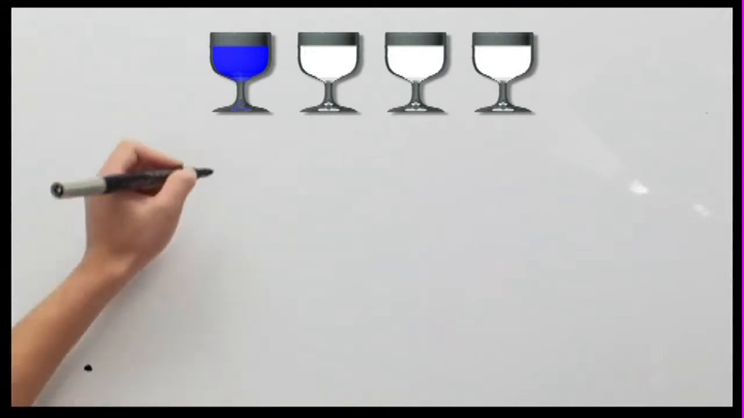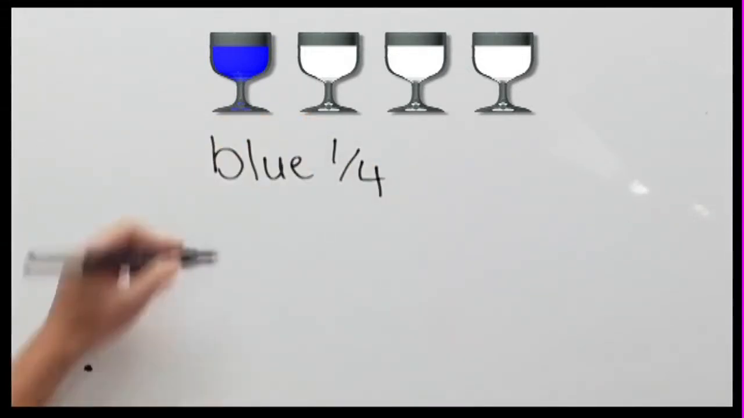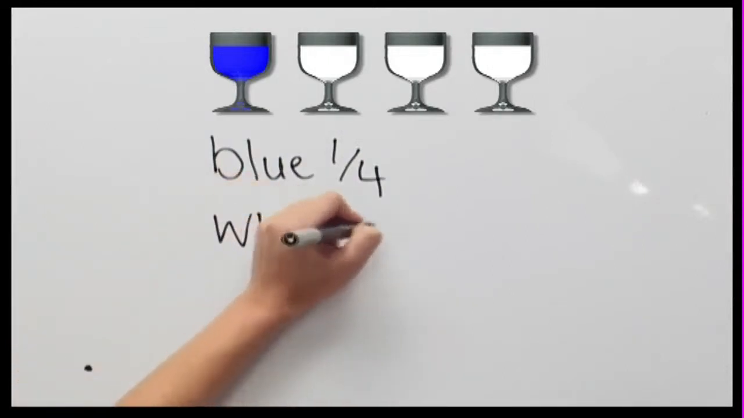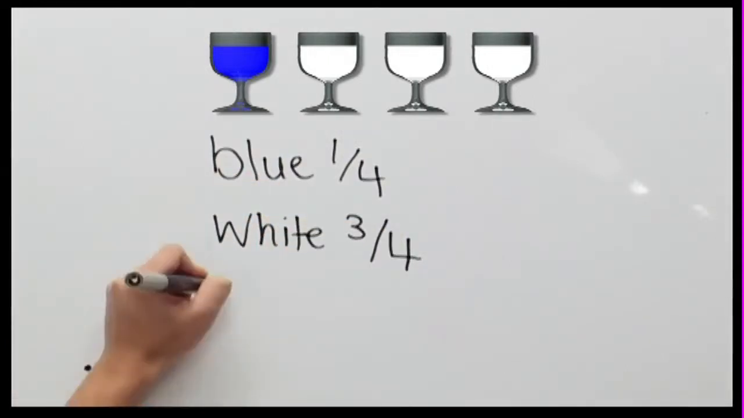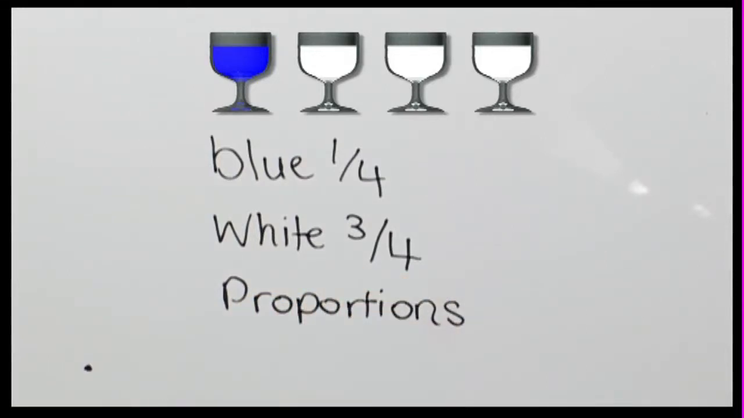If I have 1 cup of blue and 3 cups of white, then altogether I've got 4 cups of paint, right? The fraction of paint that's blue is 1/4, and the fraction that's white is 3/4. Those are the proportions of each colour in the total.